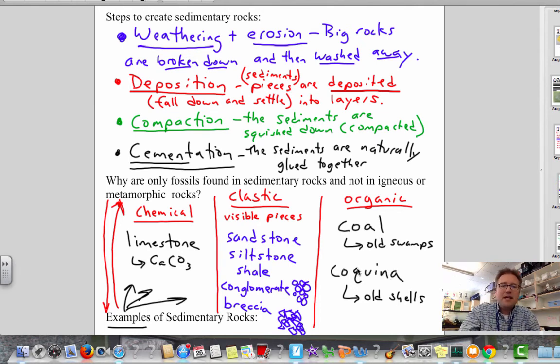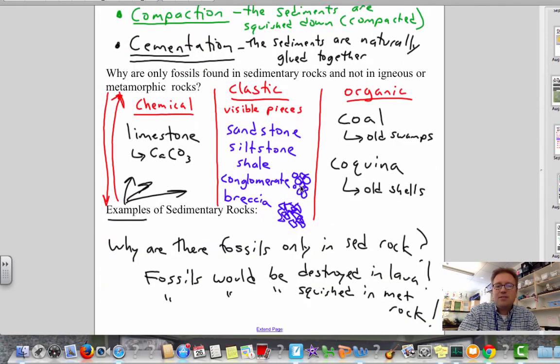And then you can have rocks like limestone. Sometimes it's just the chemicals. Calcium carbonate is an example for limestone that gets settled and deposited, and eventually those turn into a rock as well. So those are the three different types.